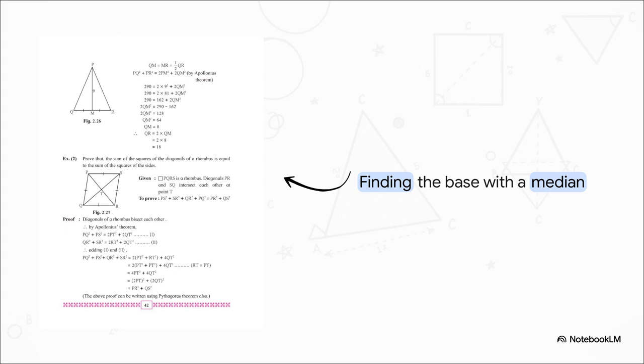Let us closely examine this classic problem. We are given triangle PQR. We know that PM is a median, which immediately tells us M is the midpoint of QR. The problem gives us the length of the median PM as 9. It also gives us the sum of the squares of the two sides. PQ squared plus PR squared equals 290. Our task is to find the total length of the base, QR. Without Apollonius, this would take pages of calculations. Let us see how quickly we can solve it now.